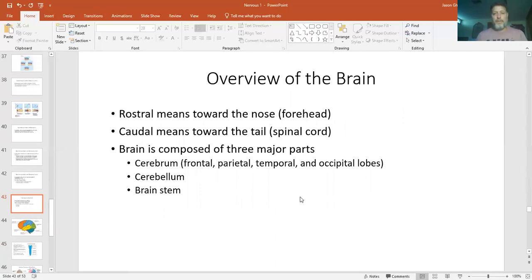So let's jump into the brain real quick. This will be a short little portion of it. Looking at some of the features of the brain. Rostral is going to be leaning towards the forehead. Nose is what it really means, but it's towards the forehead. Caudal's more towards the back, so the tail. And the brain is made up of three main parts: the cerebrum, the cerebellum, and the brainstem. The cerebrum is broken down into different lobes, so frontal, parietal, temporal, occipital.